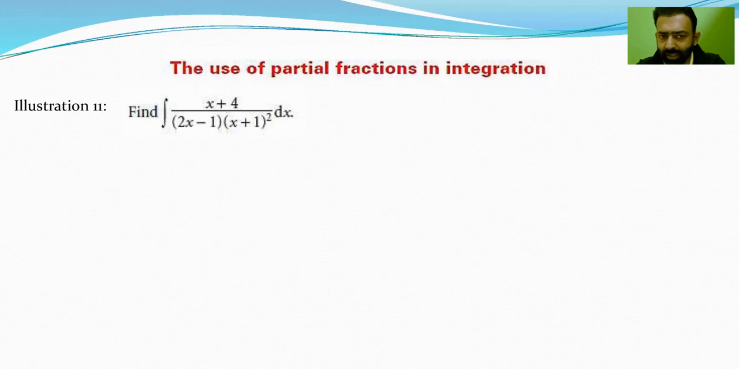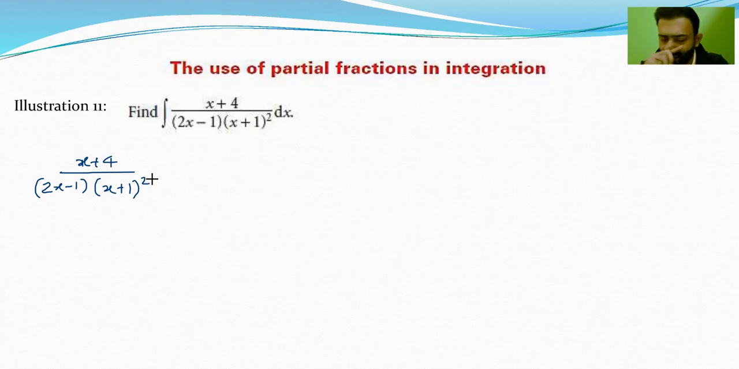As you can see here, there are no common factors in the numerator or denominator which can be cancelled out. So what we can do here is write the fraction as a sum of partial fractions, and let us see whether this can be reduced to simpler integrals. The function is (x plus 4) divided by (2x minus 1) into (x plus 1) whole square.